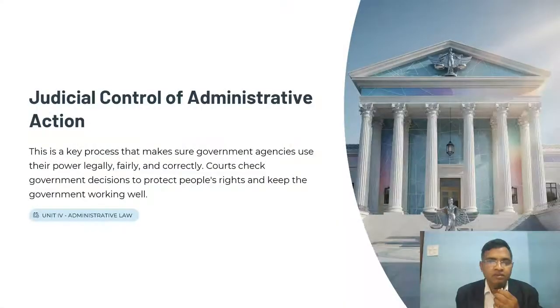And today we are going to discuss various administrative tribunals, which will help you understand judicial control of administrative actions, when government agencies do something illegal, unfair, or incorrect. So the court is going to check the government's decisions to protect the people and keep the government working well. Okay, so the topic is judicial control of administrative action.